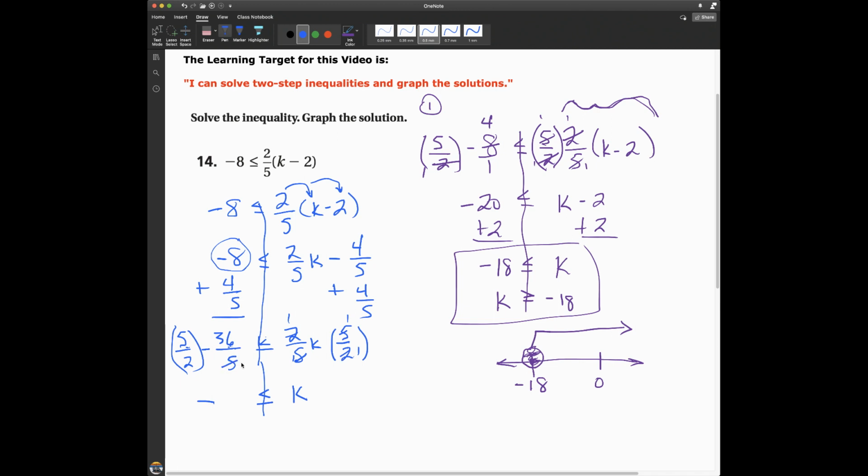And here I can do some canceling with the 5. They go away. And then 36 and 2, I can also cancel there. So I'm left with -18. All right. So that is how you can solve, and this is the same as this one. That's another way you can solve these inequalities, by using the distributive property.